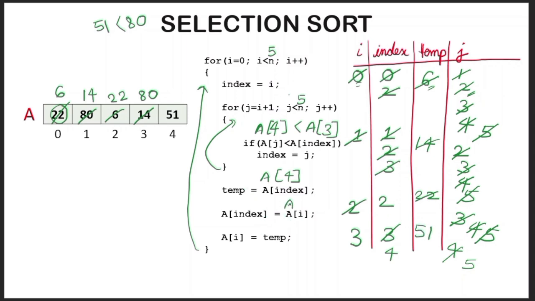Now a[i] is your a[3], a[index] is your a[4]. So a[3] is given to a[4]. So what is a[3]? 80. 80 is assigned to a[4]. And now temp. What is stored in temp? 51. So 51 is given to a[i], that is a[3]. 51 is given to a[3]. So here you have 51 now.